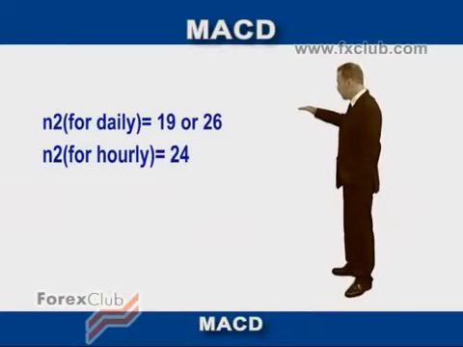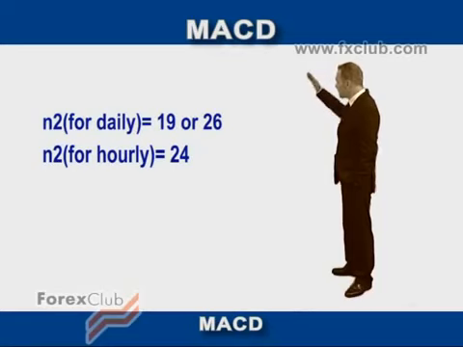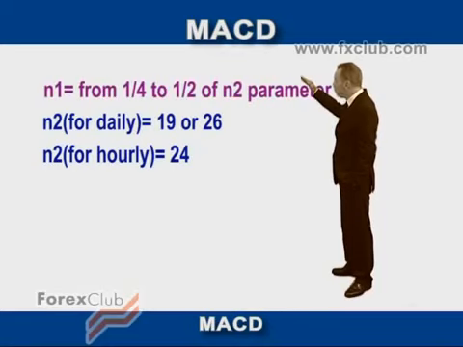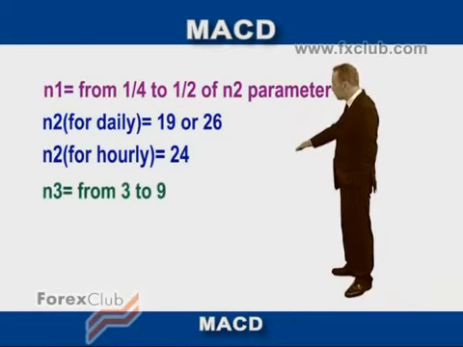For daily charts, N2 is around a month, 19 or 26. For hourly charts it's 24. Parameter N1 is between a quarter and a half of N2. The parameter N3 signal line is selected from a range from 3 to 9.